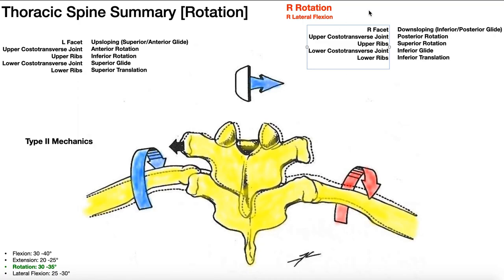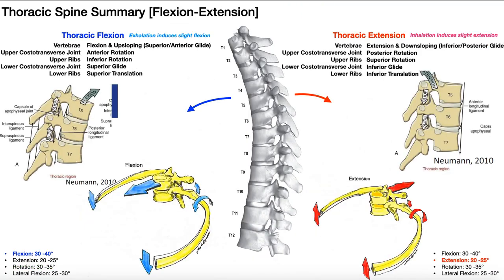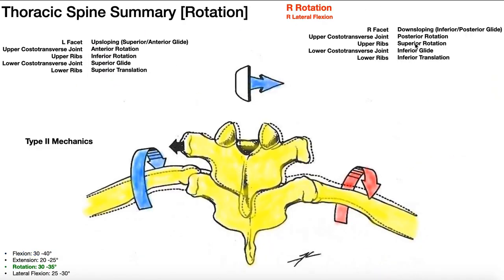If I am rotating to the right, then on the right side at those right facet joints, I'm downsloping. This is the traditional downsloping we're used to thinking about: inferior and posterior glide of the superior vertebra relative to the inferior vertebra. If I've got posterior glide at the right side, that's going to trigger posterior rotation at that costotransverse joint. And remember what happens for posterior rotation. That's going to result in a net rotation of the ribs up. So I'm going to have superior rotation of the upper ribs.